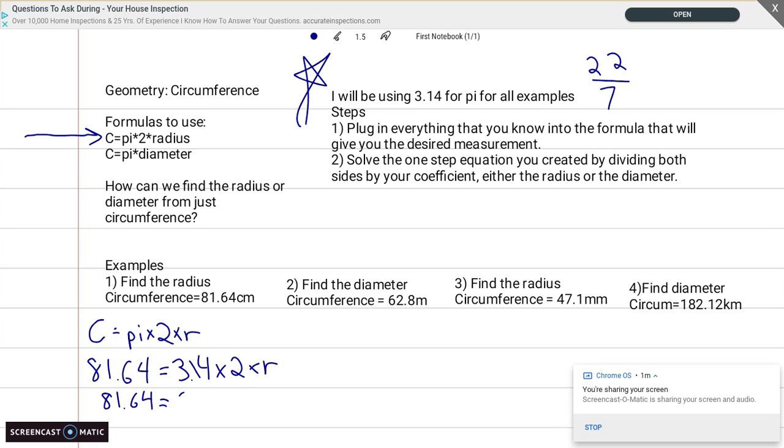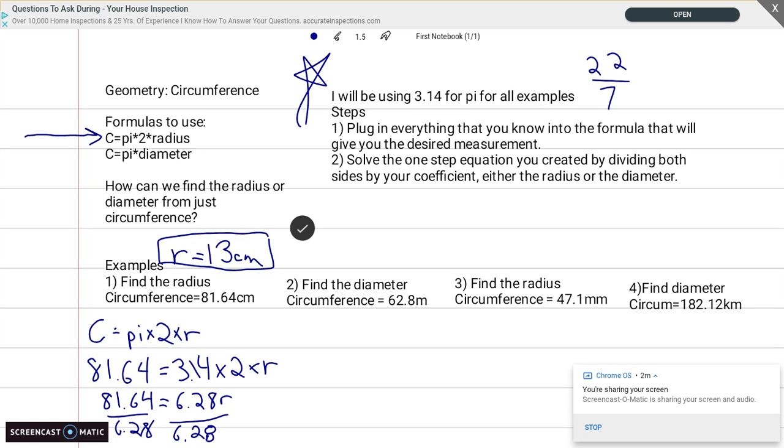And I am left with this one-step equation. So in order to solve for r, to get that alone, I divide each side by 6.28. And off screen on my calculator, I'm doing that, divided by 6.28. And I'm going to get a radius of 13 centimeters.